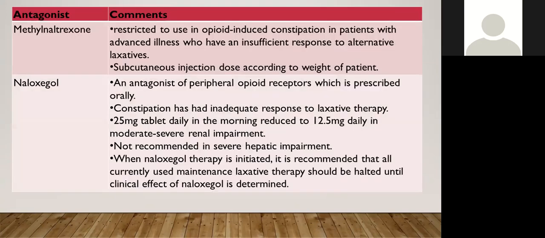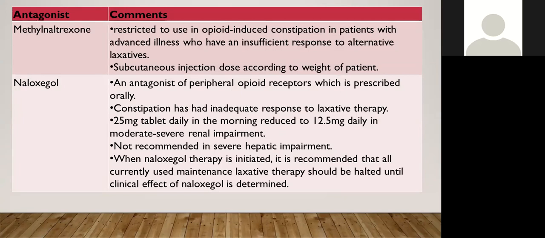Next slide. It just shows a dosage. It's only indicated for opioid-induced constipation patients with advanced illness, and they must have been tried on other laxatives and not worked. And you can give a subcutaneous injection according to the weight of the patient.